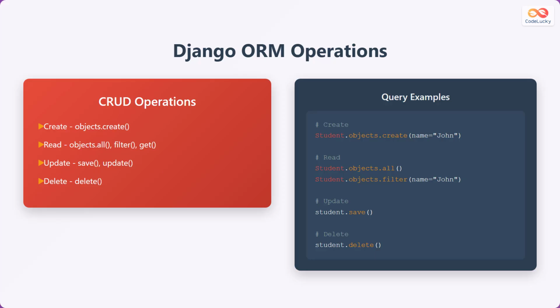Updating can be done by modifying model instances and calling save, or using the update method on query sets. Deletion is performed using the delete method on model instances or query sets. The ORM automatically generates optimized SQL queries and provides protection against common vulnerabilities like SQL injection attacks.